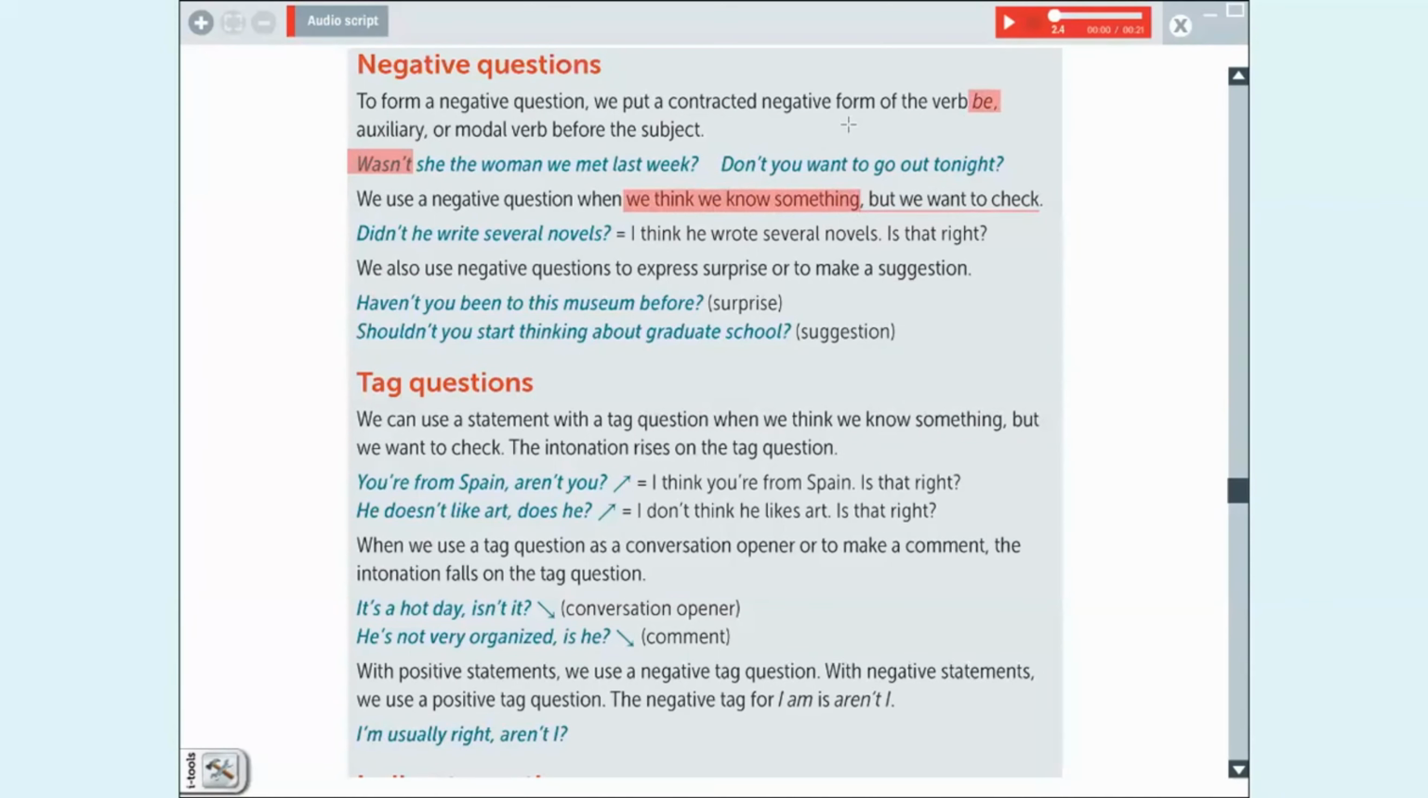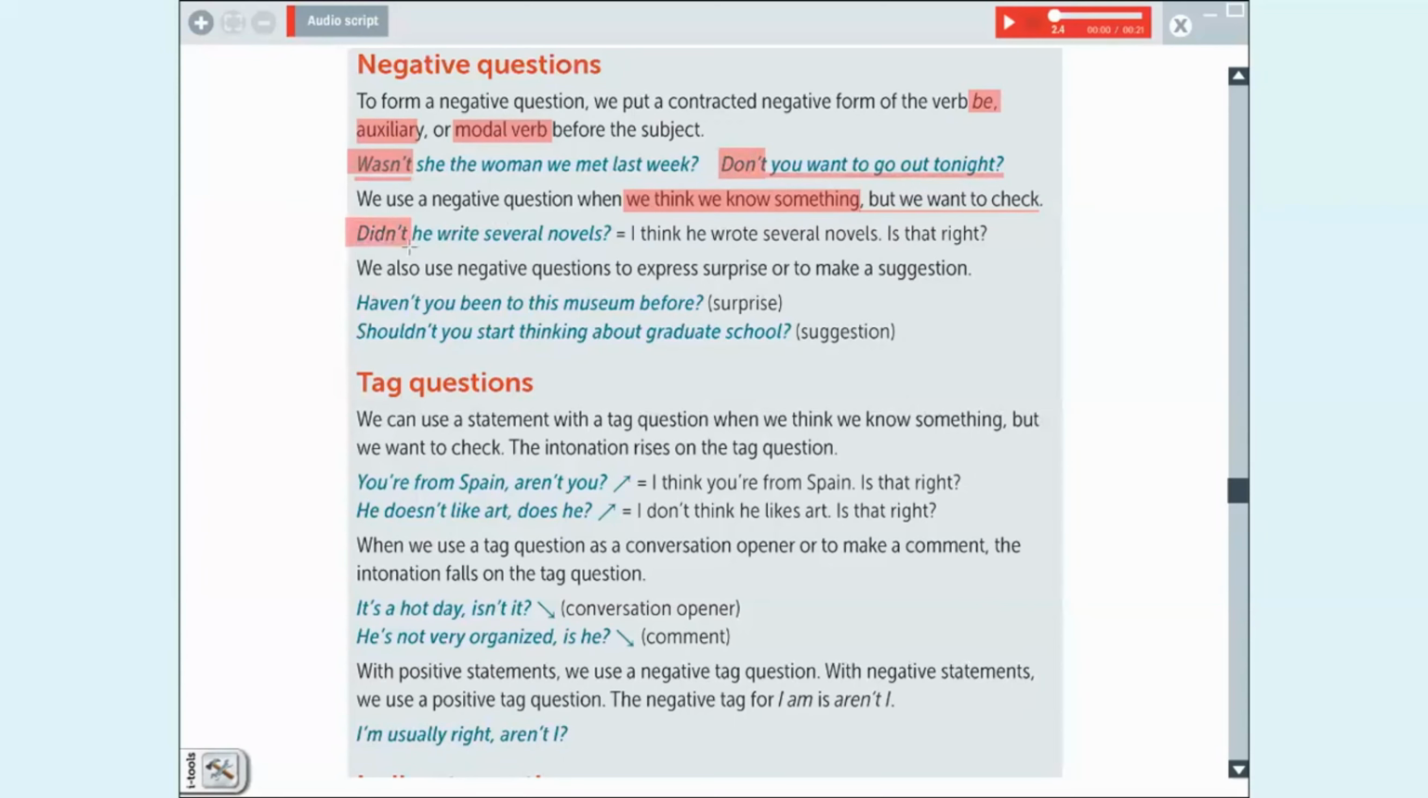So the basic thing that we need to do is to use an auxiliary, which could be the verb be or any other from different grammar tenses, such as did, do or does, have or had. Even modal verbs can be used in here. The regular thing is to contract the auxiliary. Wasn't she the woman we met last week? Don't you want to go out tonight? I'm not quite sure about something that I believe was that way.